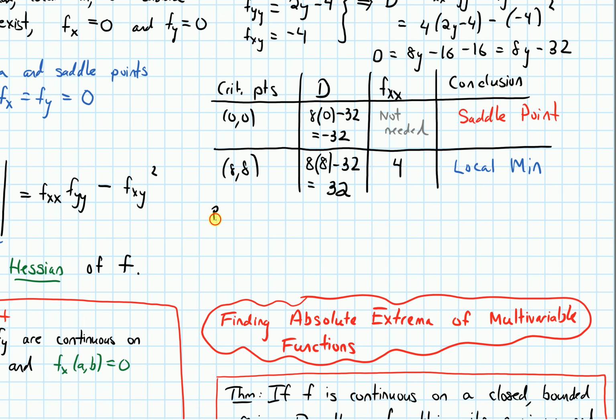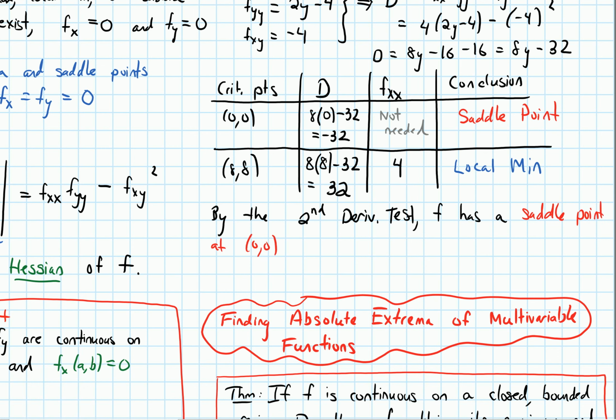By the second derivative test, f has a saddle point at 0, 0, and a local min at 8, 8. And that's our answer.